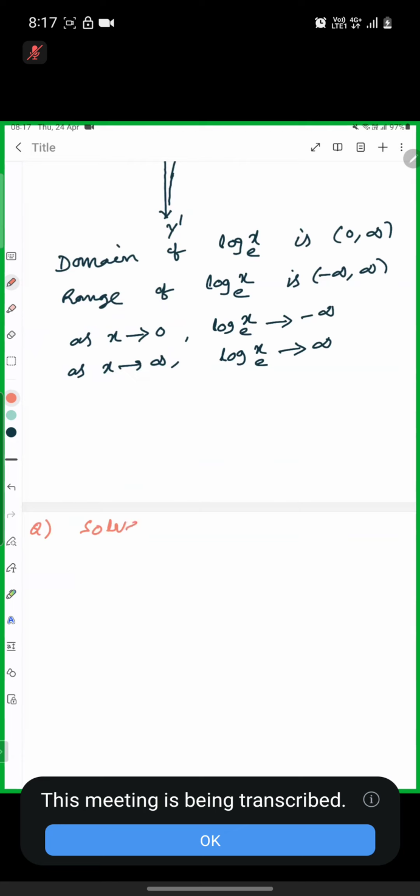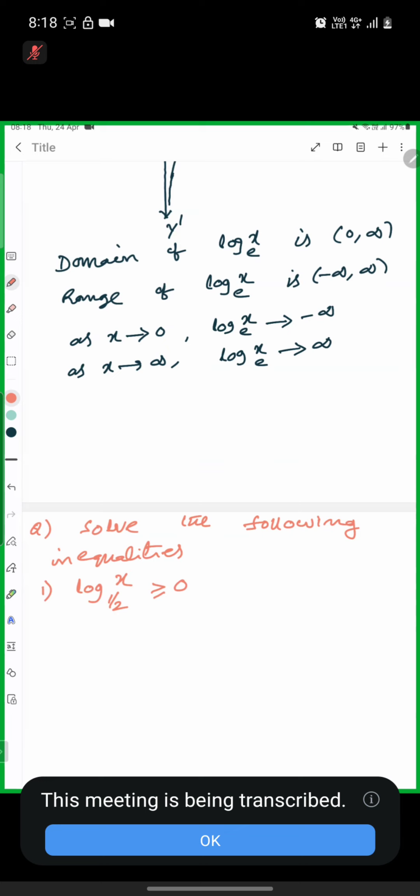Write down the question. Solve the following inequalities. First question: log x squared to the base 1 by 2 is greater than or equal to 0. This is the function. Log x squared to the base 1 by 2 is greater than or equal to 0.